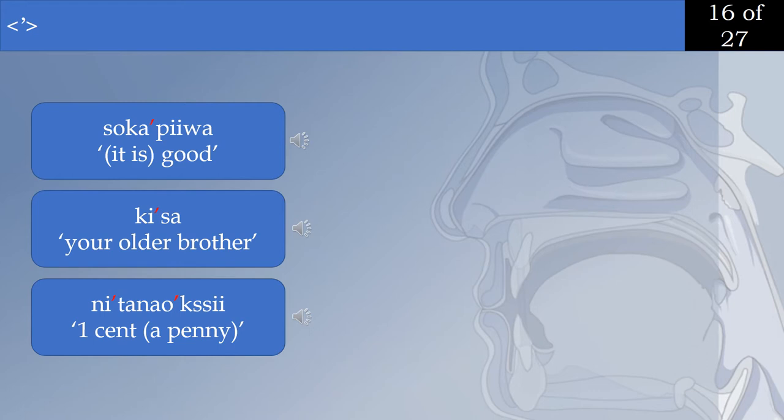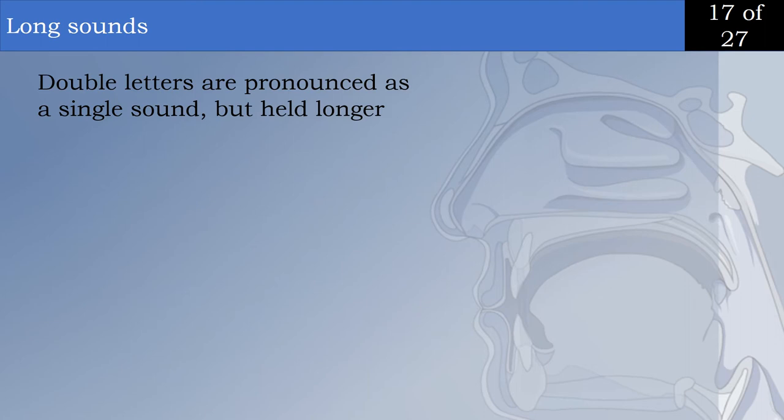Those are the simple sounds of Blackfoot. Now let's go on to some other combinations. Blackfoot has long sounds, both vowels and consonants, and they're written as double letters. They're pronounced just like the single sound, but held a little bit longer. In the first word, you will see a short A written with one vowel, and compare that to the second word where we have two A vowels side by side.